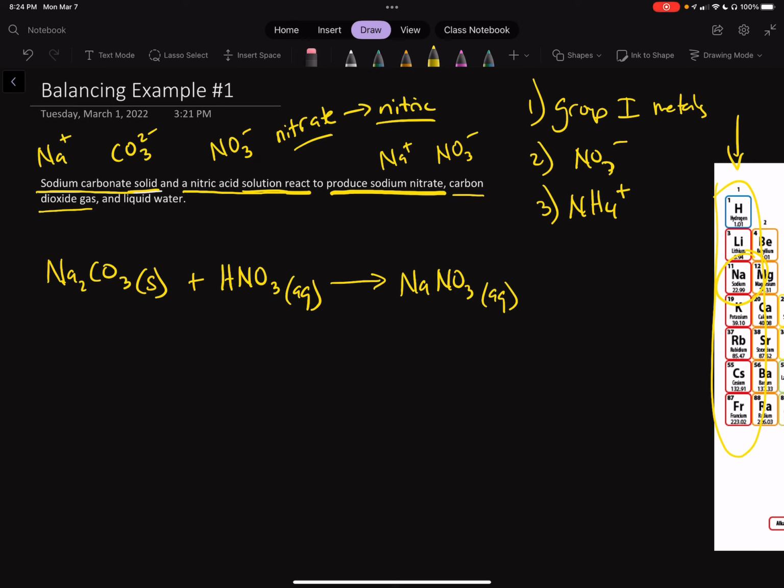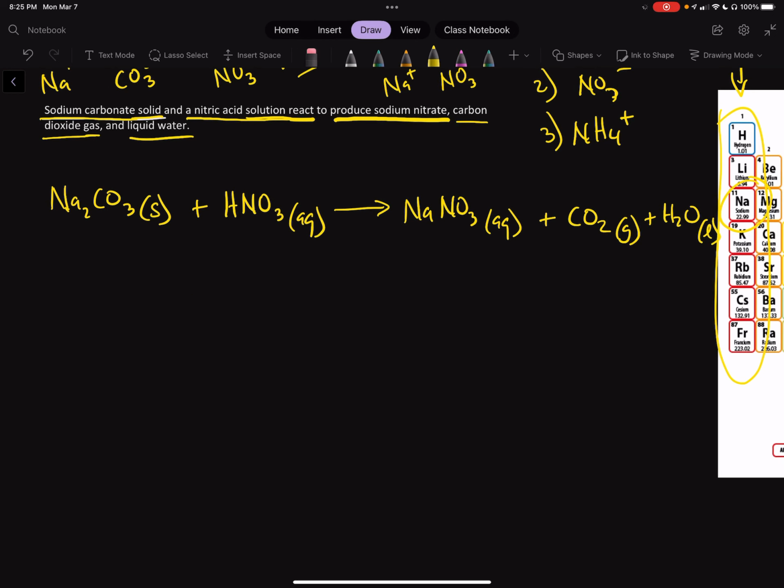So that nomenclature we see, that's for a covalent compound where you have nonmetals bonded to nonmetals. So carbon dioxide means CO2, and I did say it's a gas. And then, of course, water, H2O, and I'll label it liquid. Okay, next up for balancing.